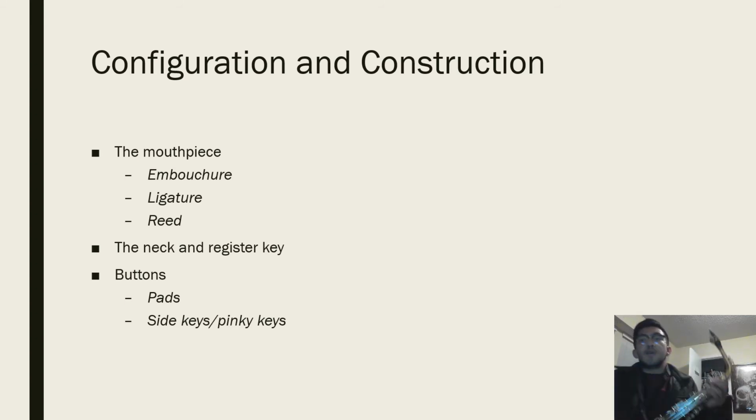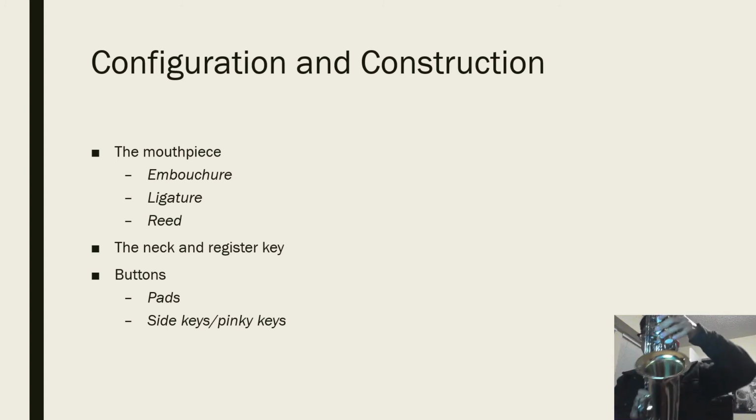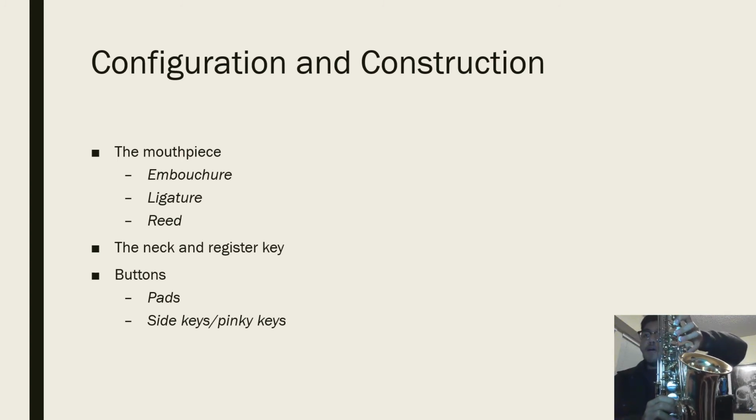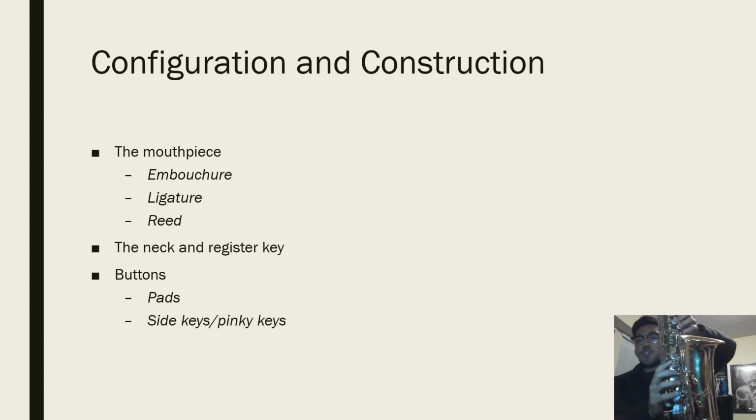And then we also have 6 main buttons. So we have 1, 2, 3, and over here we have 1, 2, 3, and then we have pinky keys. So we have 2 main pinky keys right here. You can see my pinky, and then on the other side we have more pinky keys. These are for the lower notes, and these are just for the upper notes. You have G sharp, C sharp on the other side. So those are the pinky keys.